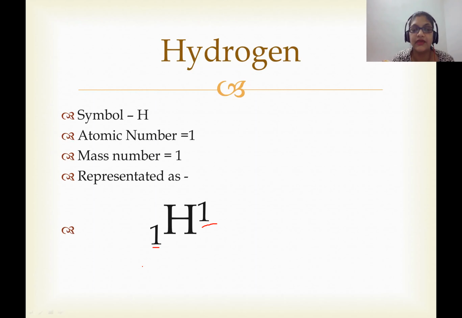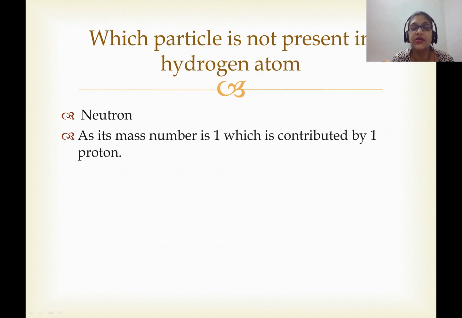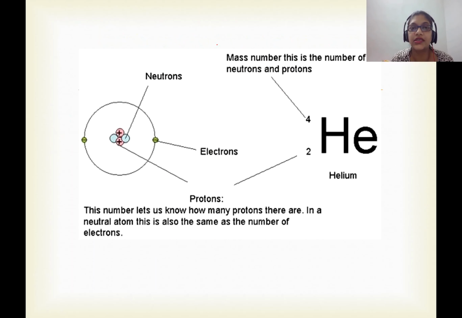You can see the atomic number is 1. What does it mean? It has 1 proton. If the mass number is 1, that means it again has 1 proton. There is no neutron. So there is a question based on this: which subatomic particle out of the 3 is not present in the hydrogen atom? We can say very easily by looking at the atomic number and mass number that it is the neutron which is not present, as its mass number is 1, which is contributed by its 1 proton, and its atomic number is 1. So this is how we are going to answer these reasoning questions.